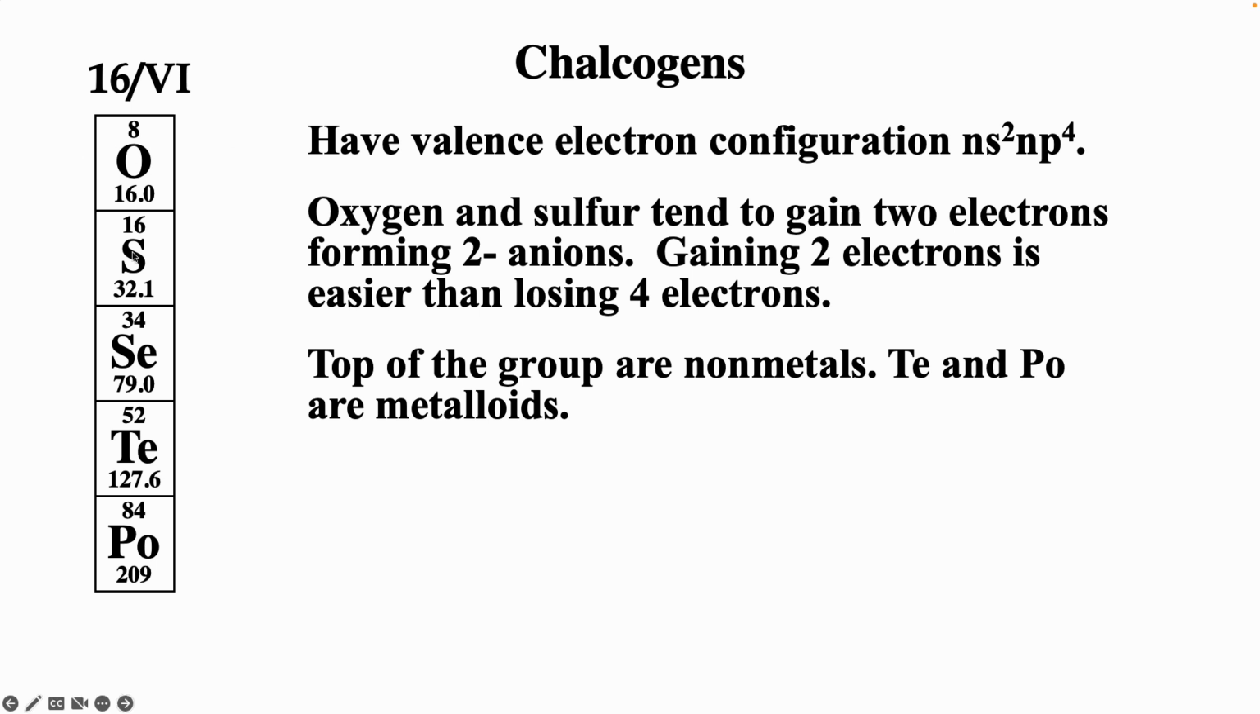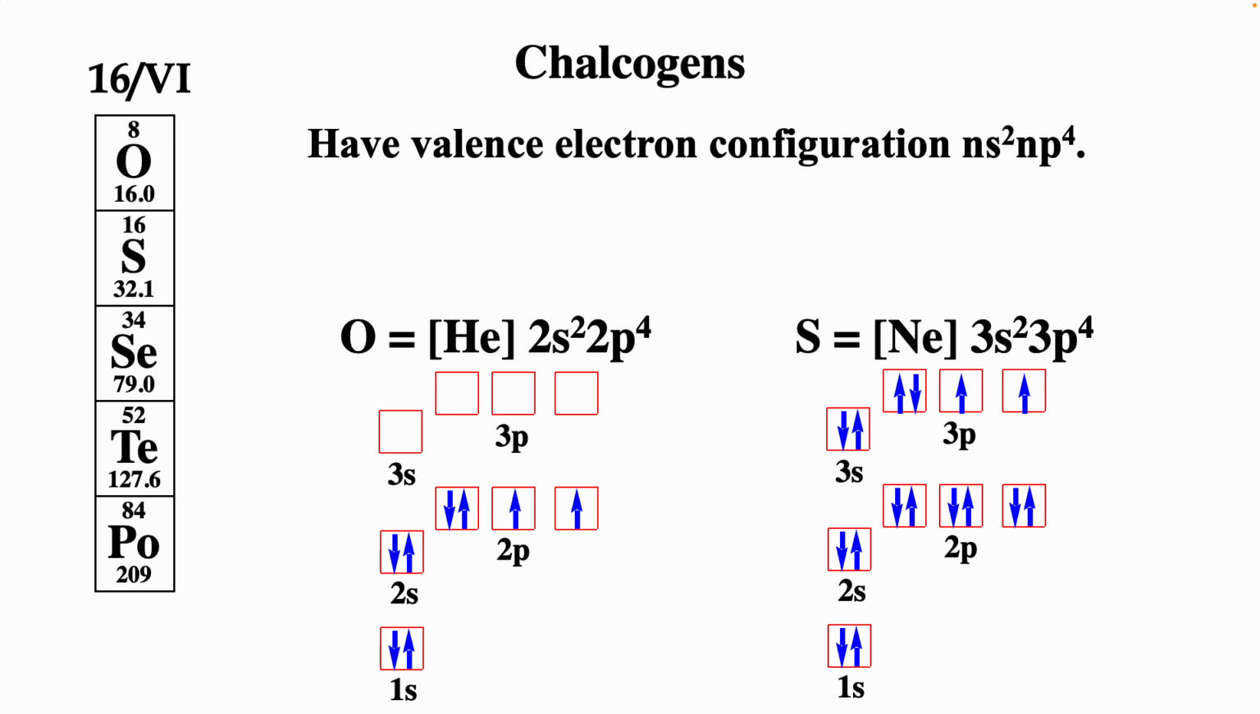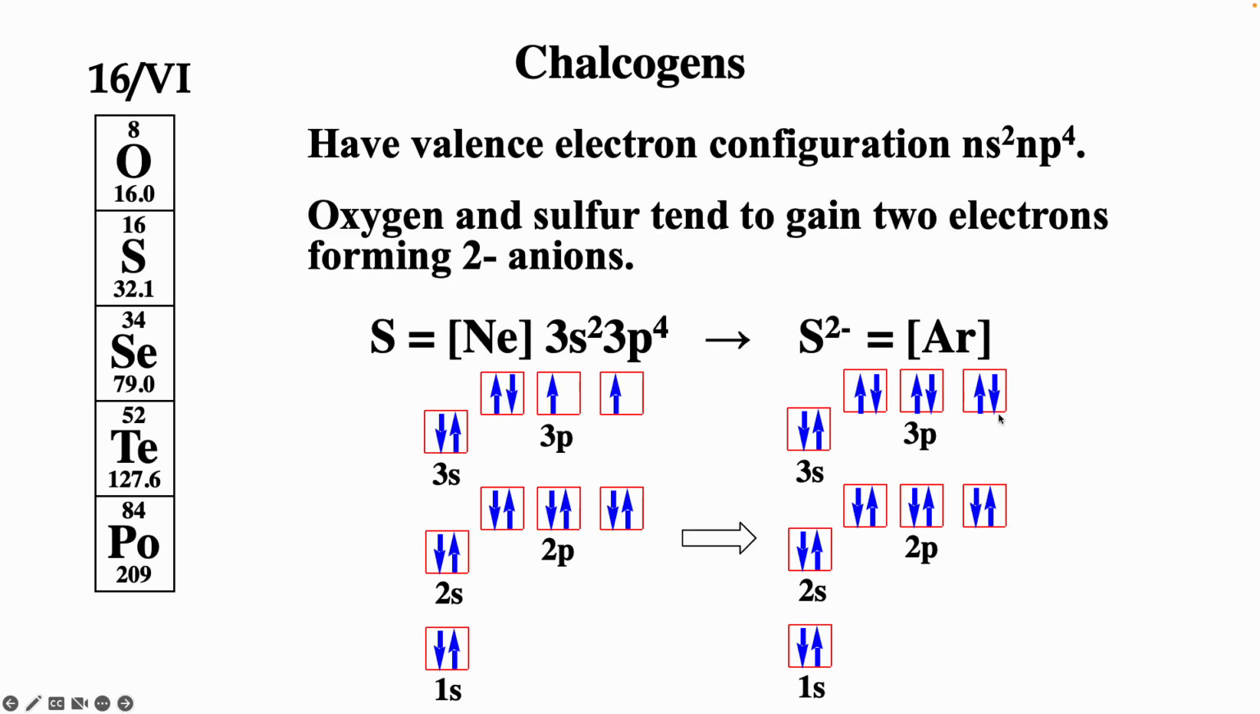Now the oxygen, sulfur, if they gain 2 electrons, then they'll get noble gas configuration, and gaining 2 electrons is much easier than losing 4 electrons. And so oxygen 1s2, 2s2, 2p4. Now if it gains 2 more electrons, then it'll have noble gas configuration. Sulfur has 1s2, 2s2, 2p6, 3s2, 3p4. If it gains 2, it also has noble gas configuration. And so oxygen, sulfur often will gain 2 electrons to get noble gas configuration.